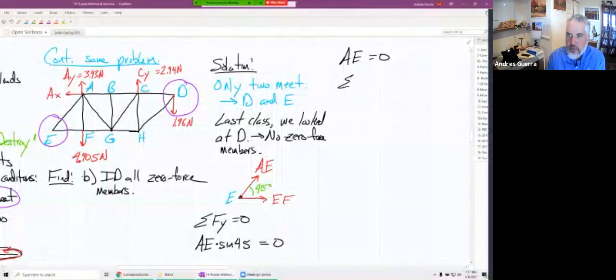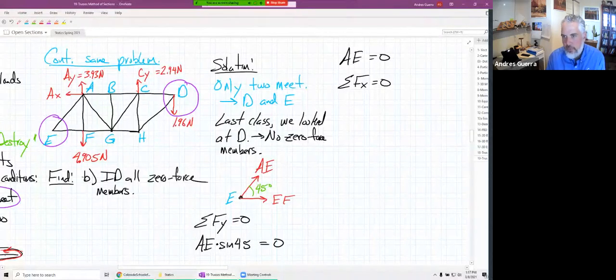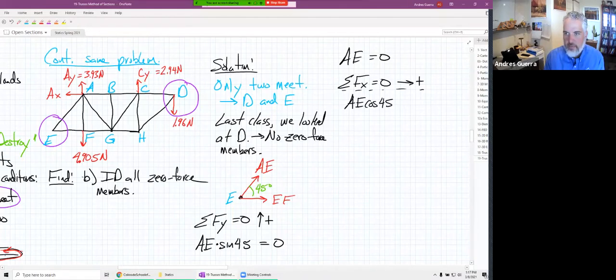So we got an explicit equation that said AE is going to be equal to 0. We can go on to our next equation. Sum of forces in the X direction is going to be equal to 0. Well, if I have my positive sign convention going off to the right, and Y going up, going back to that sum of forces in the Y equation, now moving ahead to sum of forces in the X equation here, we're going to have AE times the cosine of 45 plus EF has to be equal to 0. Well, we know AE is 0. So again, we got explicitly EF is equal to 0.